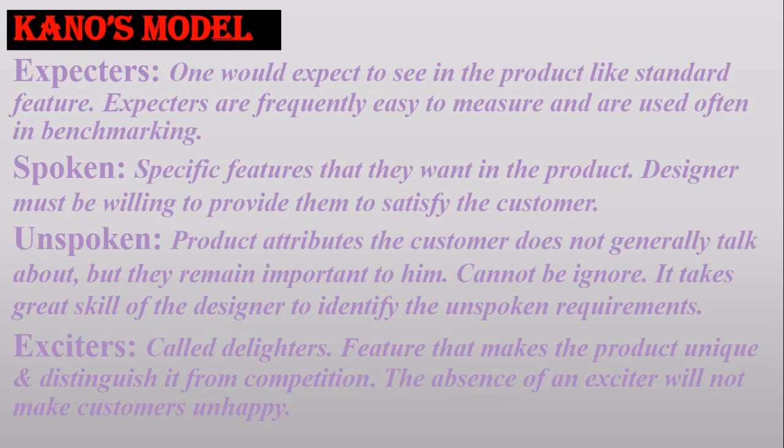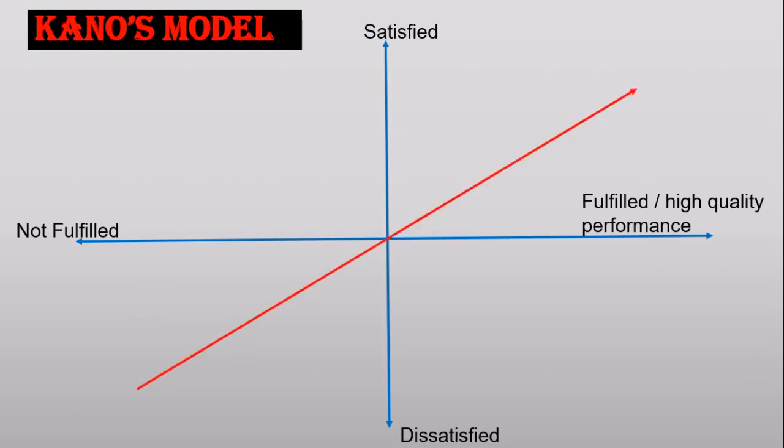But if this category is not present in the product, there is no issue or dissatisfaction for the customers. Here is Kano's model. There are two axes, the x-axis and the y-axis. On the y-axis, the upper side is customer satisfaction and the lower side is dissatisfaction. On the x-axis, the extreme right is fulfilled or high quality performance, and not fulfilled is at the extreme left.